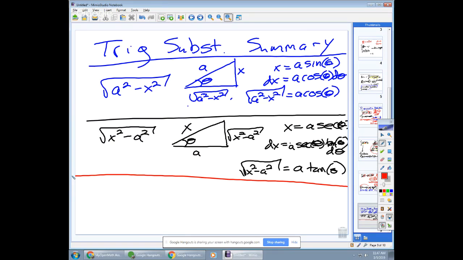Okay. Guess what the last case is? One over the square root of x squared plus a squared. It doesn't matter if it's in the denominator or the numerator. So the bottom line is either it's a squared minus x squared, or x squared minus a squared, and otherwise it's x squared plus a squared. What if it was a squared plus x squared? It's the same thing. So there's only three cases with the Pythagorean theorem.